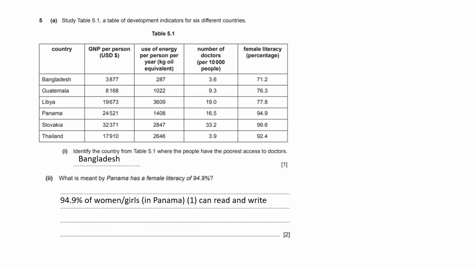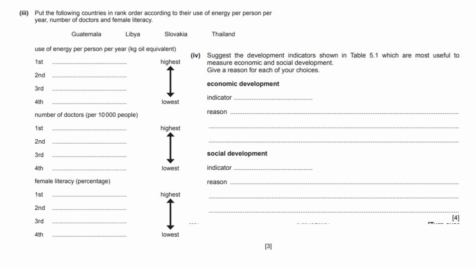And what are the reasons? The GDP per capita will be used to measure the wealth of people within that country. But if you look at number of doctors and female literacy, its percentage will help you to know the number of females that are educated. It will help you to know the mean age of schooling. So those are just the reasons, and that's all you need there for that 4 marks.